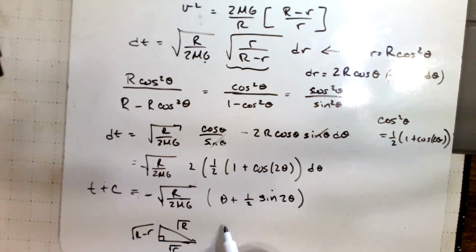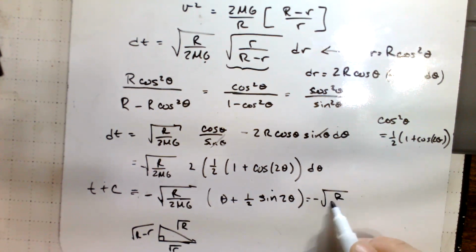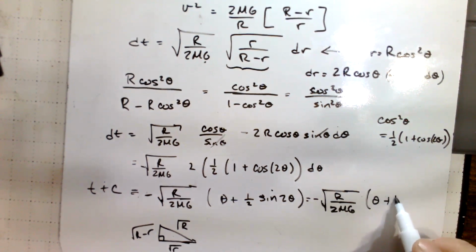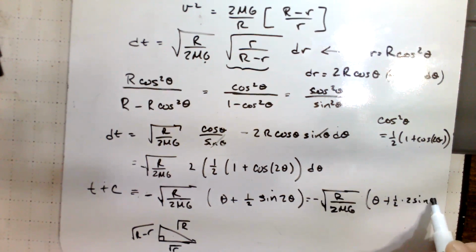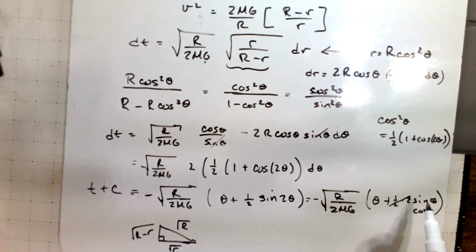And then sine of 2 theta can be expressed as, this is going to be negative square root of r over 2 mg, theta plus 1/2 times 2 sine theta cosine theta, using the double angle formula for sine of 2 theta. So the 2 cancel, and we need to find sine of theta and cosine of theta. So let's see. Well, cosine theta is really easy. That's the square root of r over R.